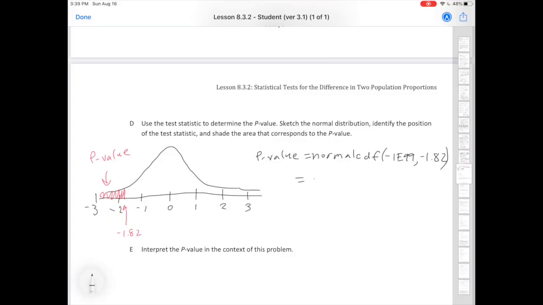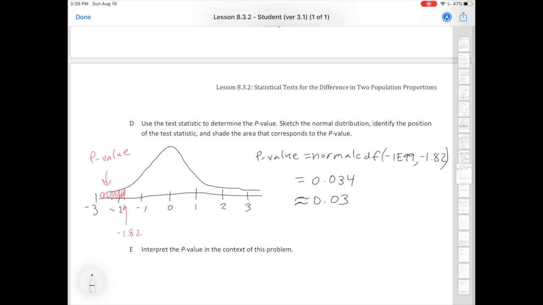And we get 0.034. Or you can also round that to 0.03. When you're doing a p-value, all that really matters is the first digit, okay? But sometimes if it's really close to the alpha, the significance level, we do want more digits. But for now, this will be fine. Okay, so this is our p-value.